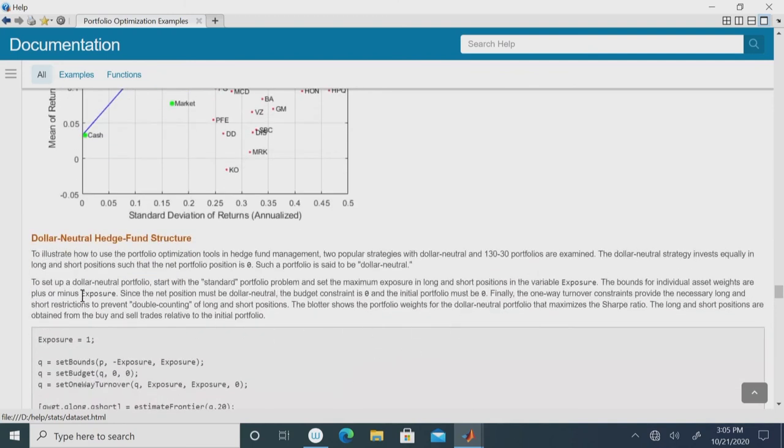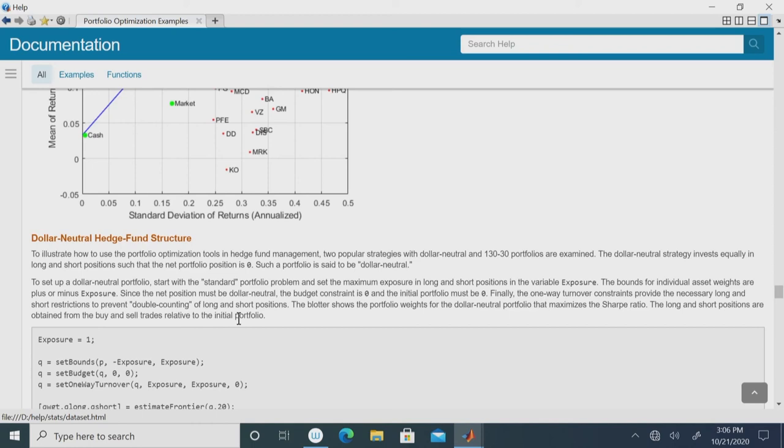So, the dollar neutral strategy, as the name suggests, involves some sort of neutrality. More specifically, this means that the dollar neutral strategy is the one where one invests equally in long and short positions such that the net portfolio position is zero. So, that means that you get into a long position in a certain number of assets and you get into a short position in certain other assets, and the total valuation of the long position is equal to the total valuation of your short position.